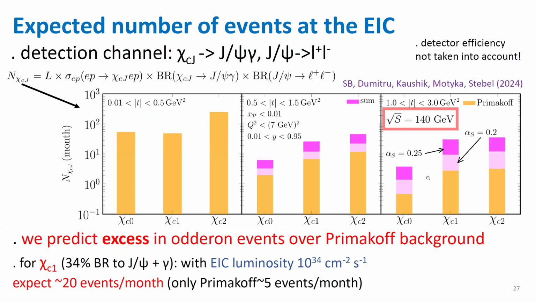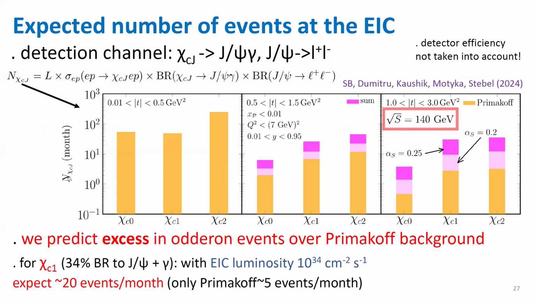Based on this, we made a simple estimate of what would be the expected number of events of Chi-Cs at the EIC. Here we assume a detection channel, Chi-C going to J-psi and gamma. J-psi, of course, is detected through its dilepton decay.